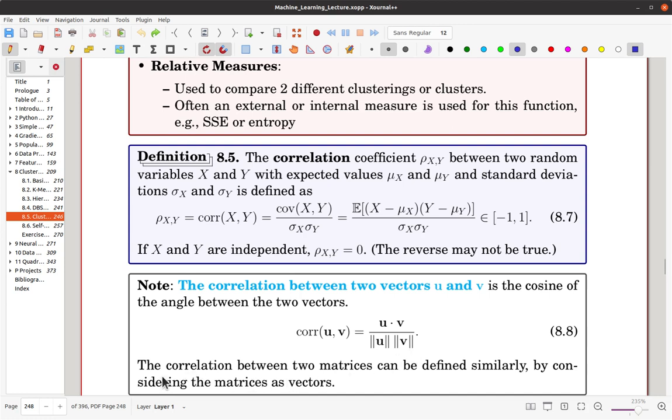Now, the correlation between two matrices can be defined similarly by considering the matrices as vectors. For two-dimensional arrays, the matrices, we consider each as one elongated vector, and then try to measure the cosine. That is exactly the correlation between two matrices. That is the definition.